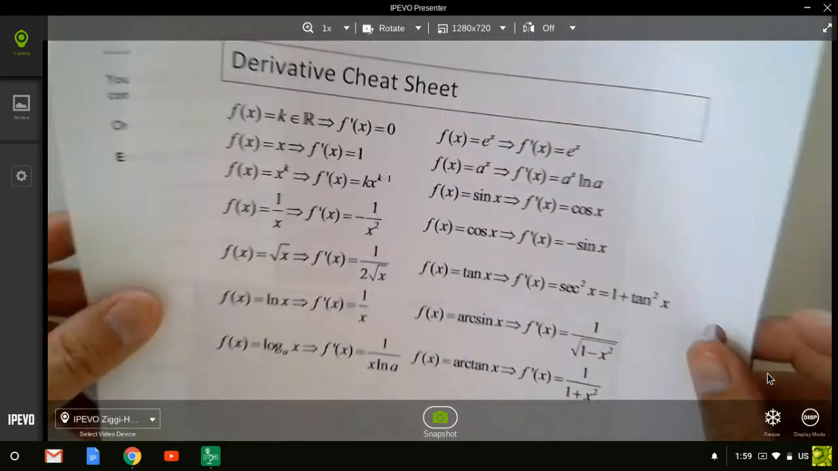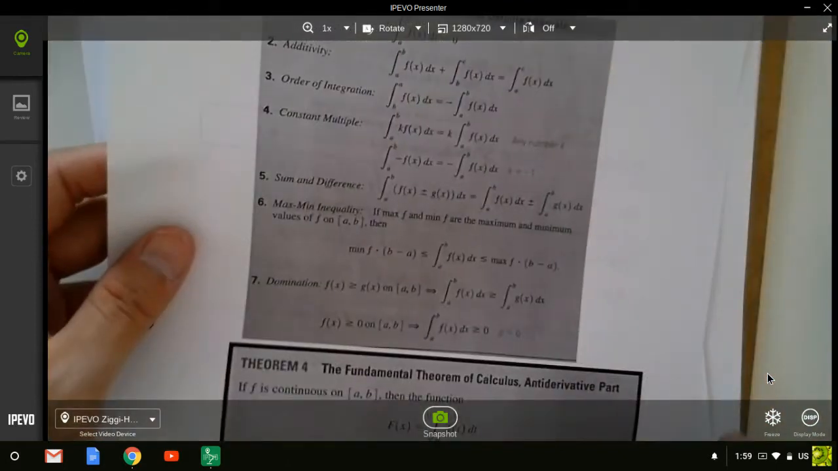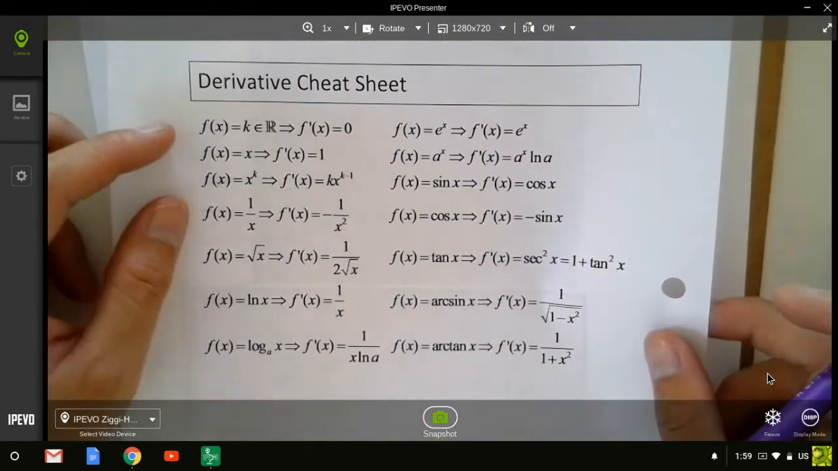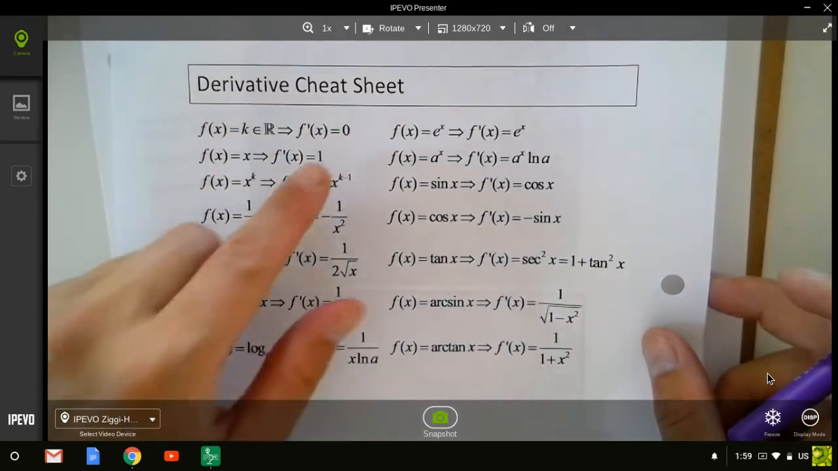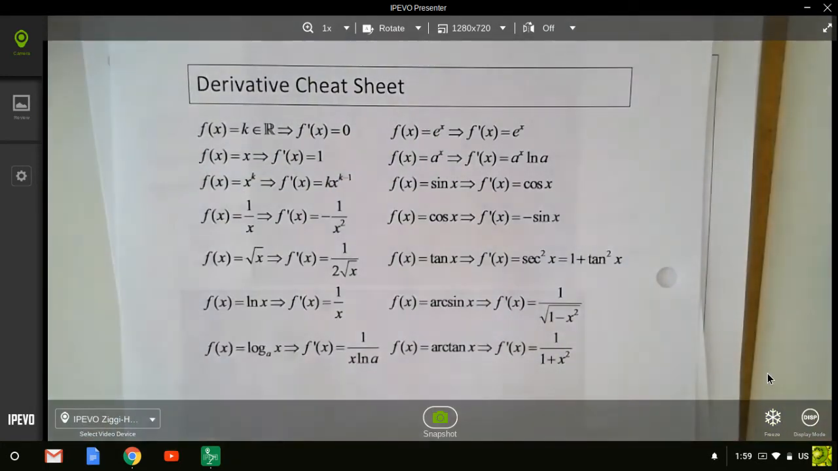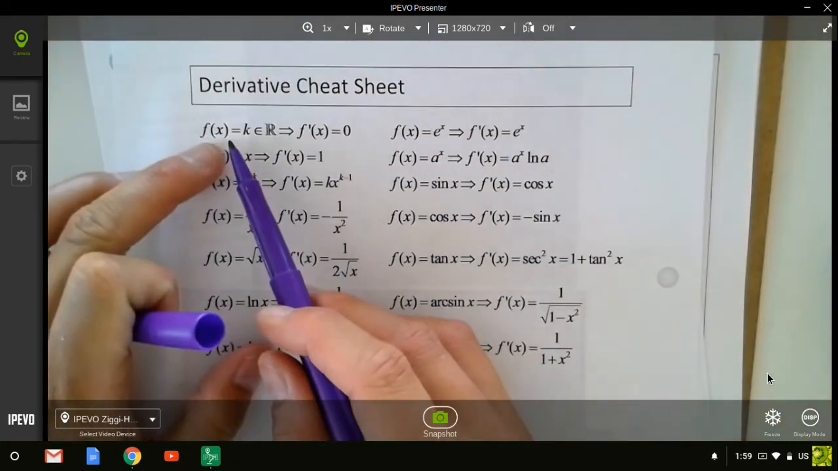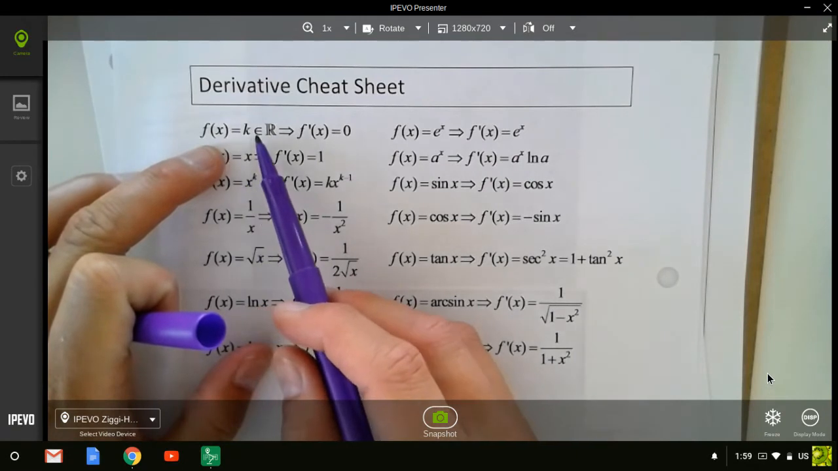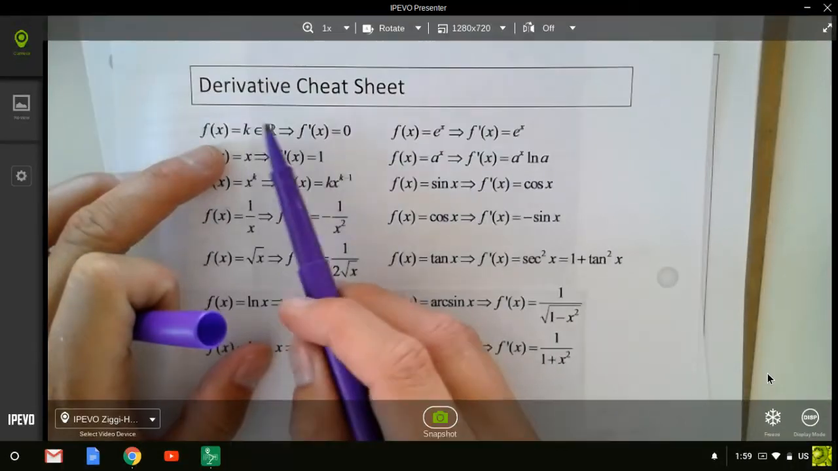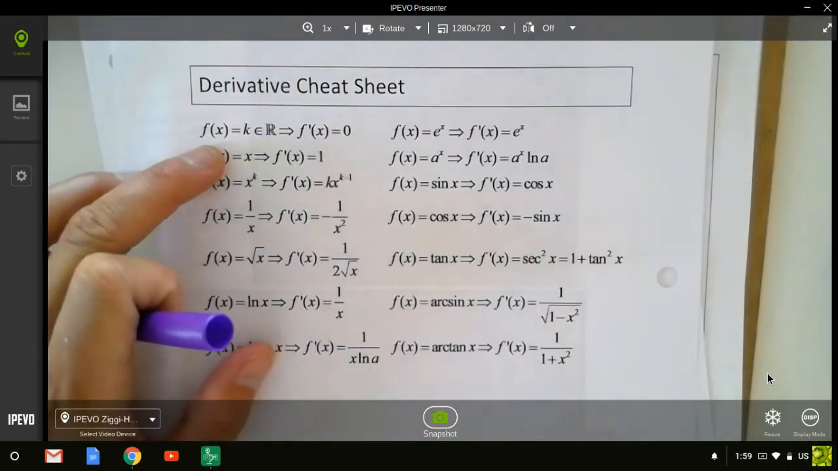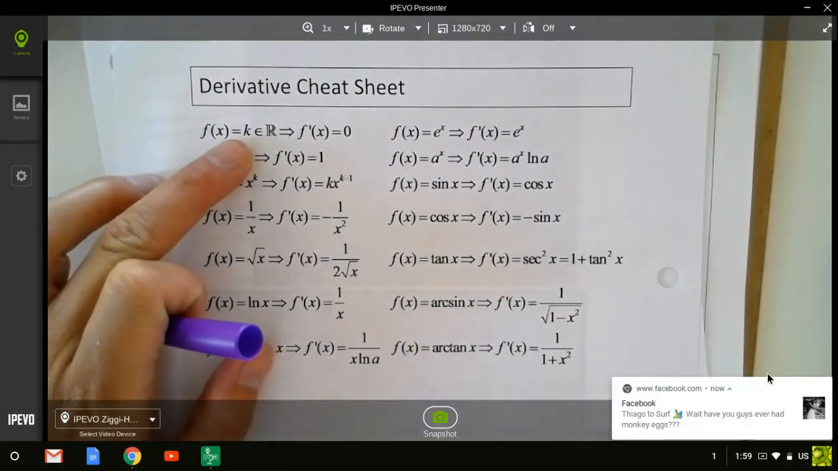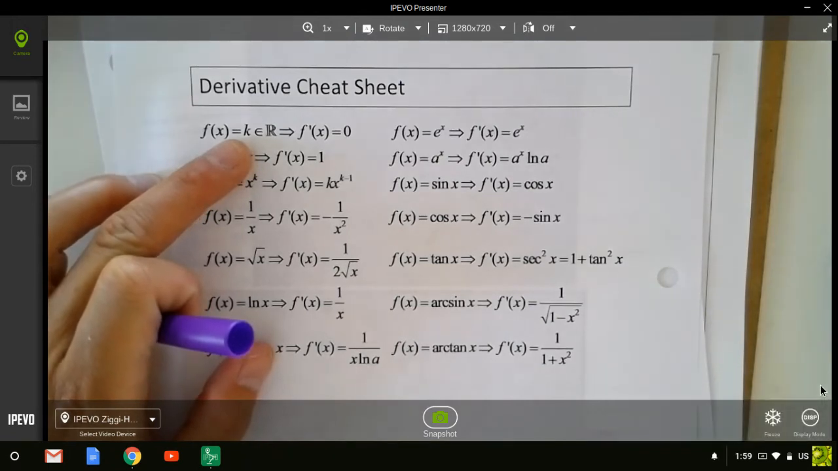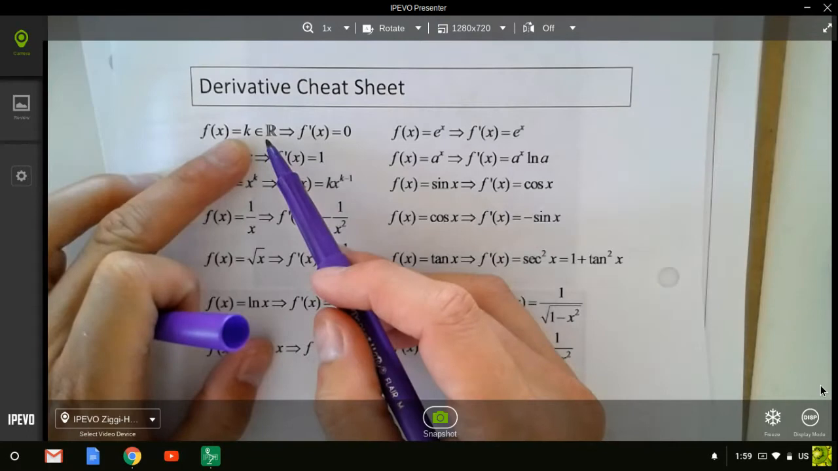Maybe you didn't see this, but on the back of this handout, these are a list of derivatives, derivative cheat sheets. In this one, it's kind of hard to see, but it says f of x is equal to k, k an element of r. Does anybody know what that means right here? Is the r real number? Yeah, any real number with no variables.